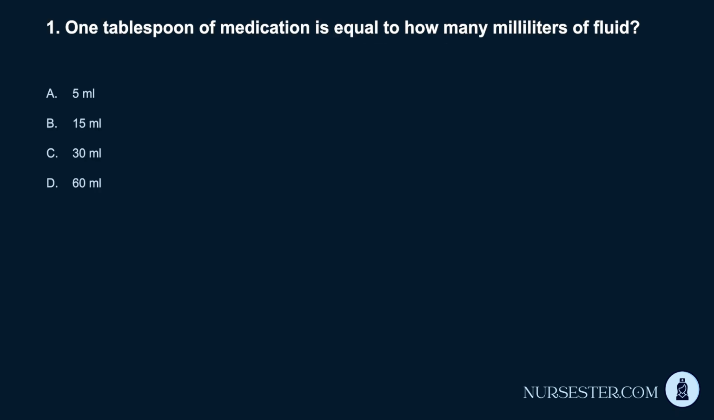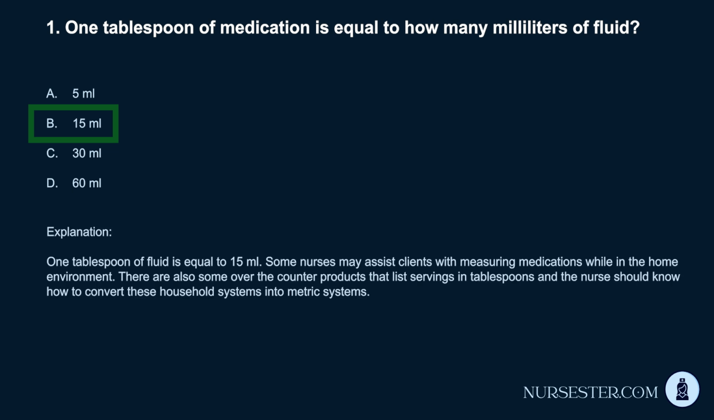1. 1 tablespoon of medication is equal to how many milliliters of fluid? A. 5 milliliters. B. 15 milliliters. C. 30 milliliters. D. 60 milliliters. Correct answer, B. 15 milliliters. 1 tablespoon of fluid is equal to 15 milliliters.